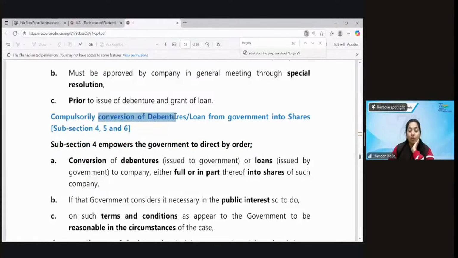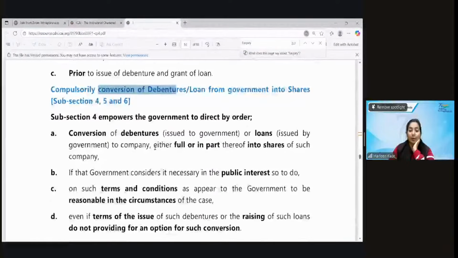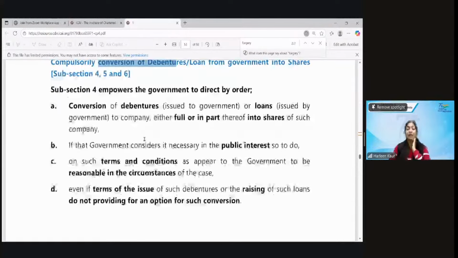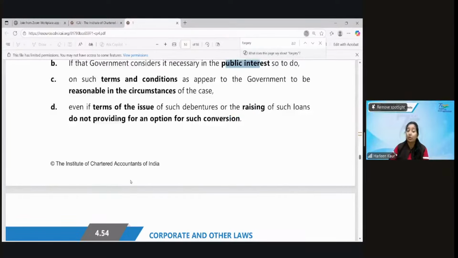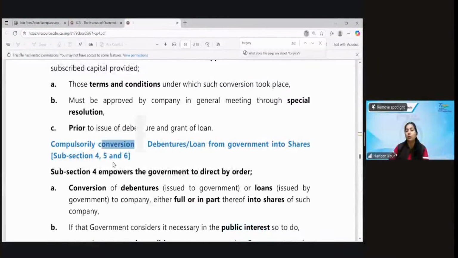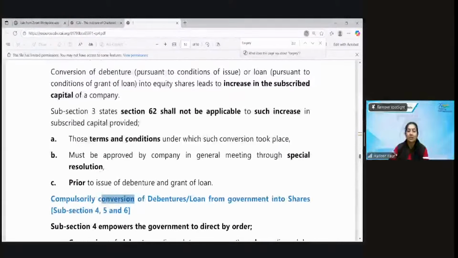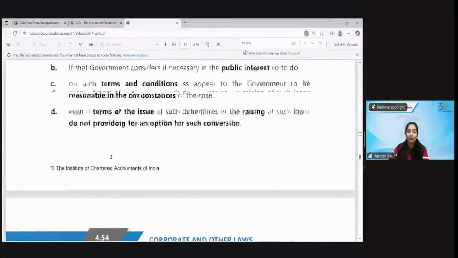Then compulsory conversion of debentures by the government can also be done if the government feels that it wants to convert the debentures or loans into shares and it is in the public interest. Then as per the terms and conditions, they can raise such loans even if the terms do not provide the option of conversion. Then also if the government wants, compulsory conversion has to be done. Otherwise, if you're doing any conversion or any increase, it has to be authorized by SR.